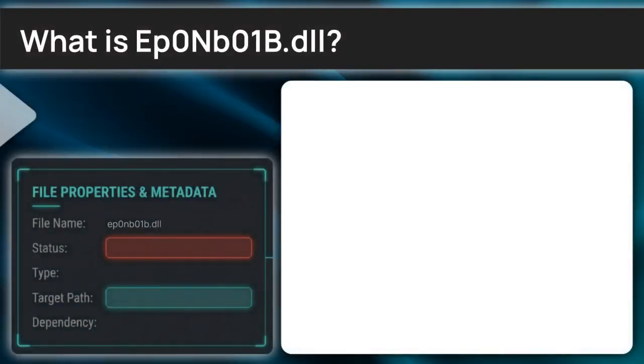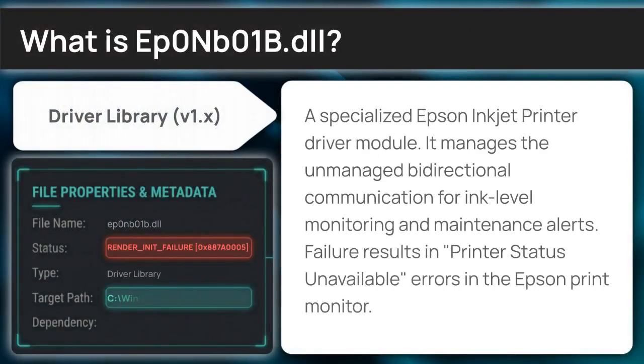This is the ep0nb01b, a specialized Epson Inkjet Printer driver module. It manages the unmanaged bidirectional communication for ink level monitoring and maintenance alerts. Failure results in printer status unavailable errors in the Epson print monitor.